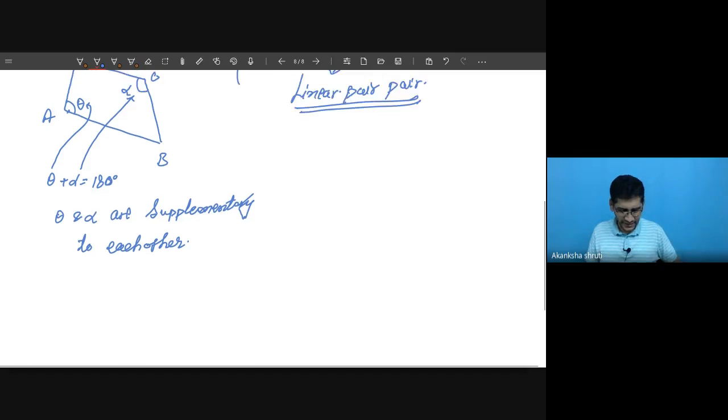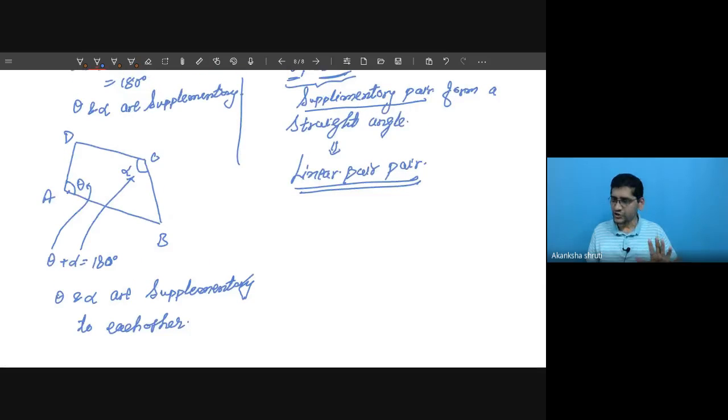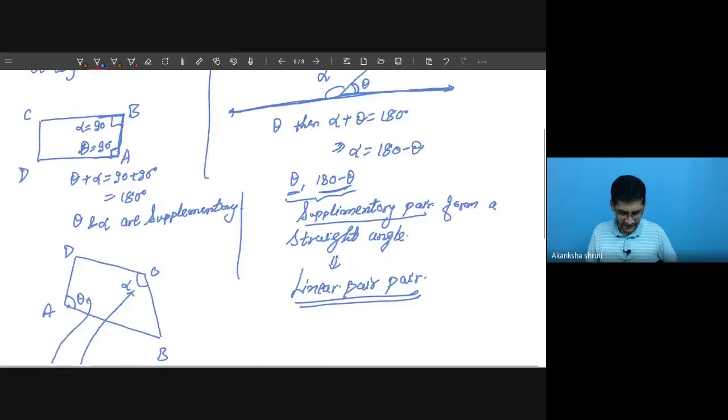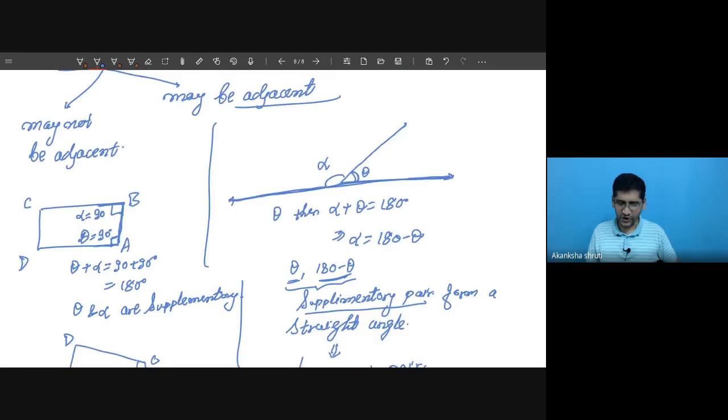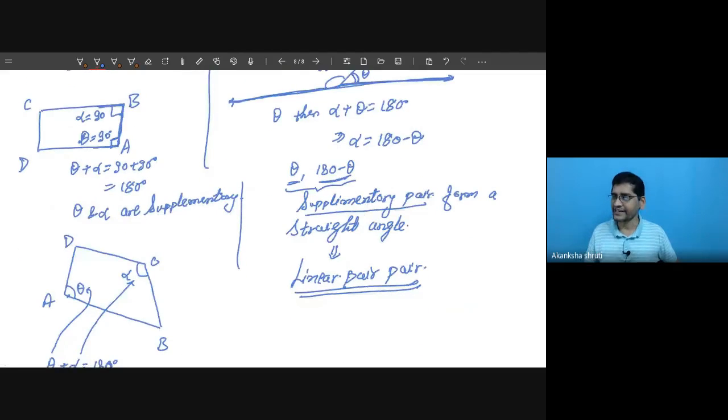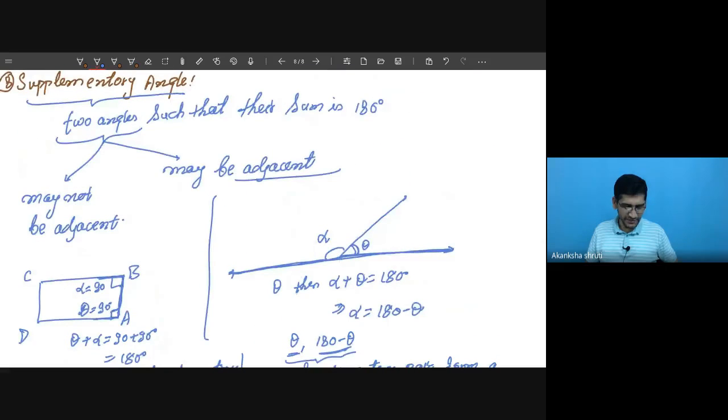So students, supplementary simply means the sum of two angles should be 180 degrees. This is the only condition, whether these two angles are adjacent or not. If they are adjacent, forming a straight line, then it is called a linear pair. I will define linear pair separately. But supplementary always means, irrespective of where the angles are, their sum should be 180 degrees. That is the only condition.